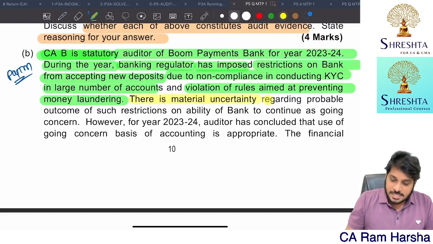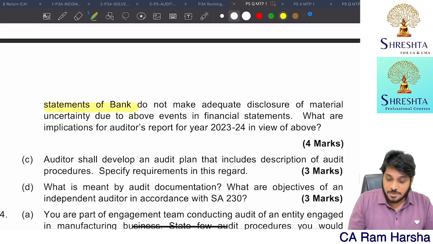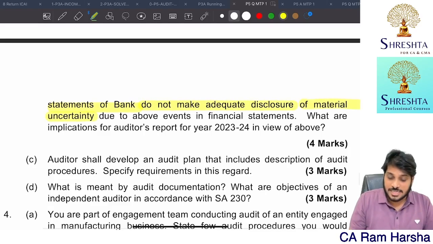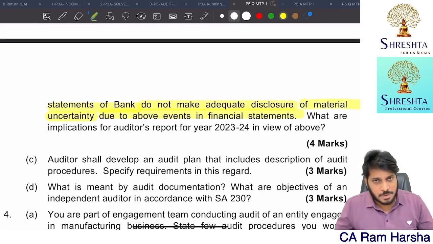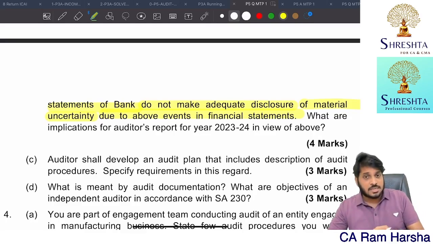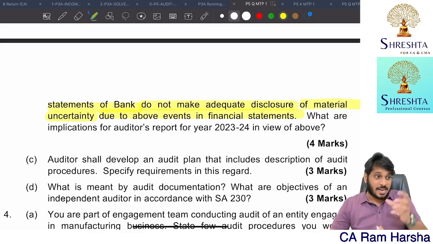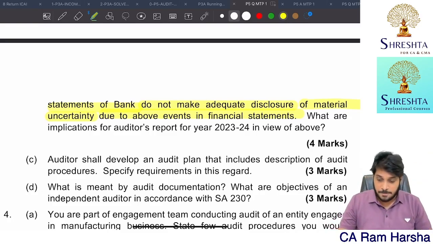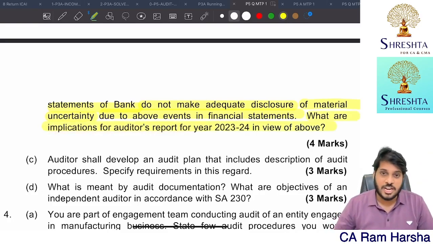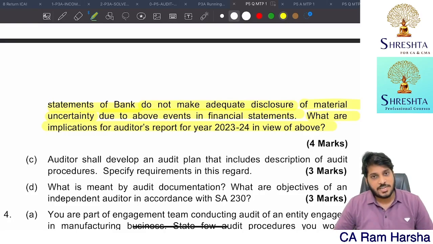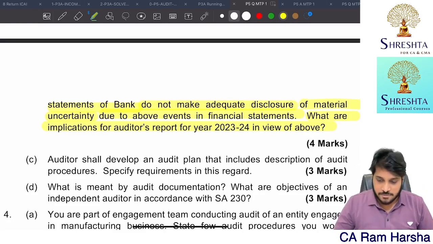There is a material uncertainty regarding the probable outcome of such restrictions on the ability of the bank to continue as a going concern. Okay, going concern. However, for the year 23-24, the auditor has concluded that the use of the going concern basis of accounting is appropriate. The financial statements of the bank do not make adequate disclosure of the material uncertainty due to the above events. So Paytm prepared its financials using the going concern basis, mentioning that there is a material uncertainty regarding RBI punishment. What are the implications in the auditor's report in view of the above? The company did not make any adequate disclosure regarding material uncertainty related to going concern. Adverse opinion you must give. You see this?